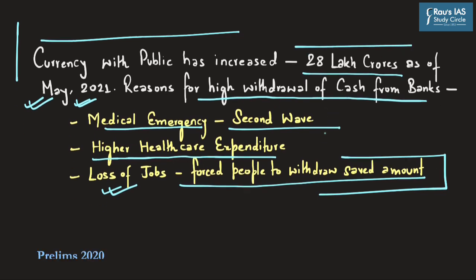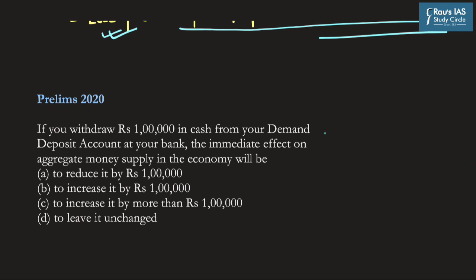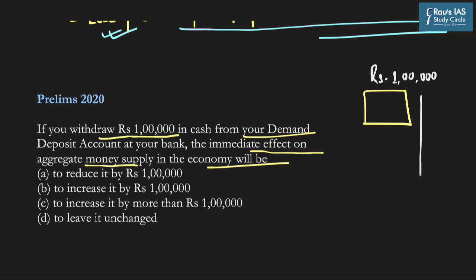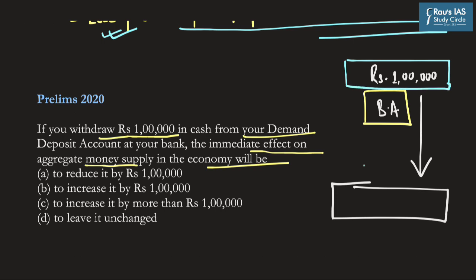Now based on this understanding, let's take up this particular question asked by UPSC in the prelims of 2020. The question was, if you withdraw rupees 1 lakh in cash from your demand deposit account at your bank, the immediate effect on aggregate money supply in the economy will be. That is, you withdrew rupees 1 lakh from your bank account. So the question is how this withdrawal of 1 lakh rupees will affect or impact the money supply in the economy. Now the point to be understood here is that the money which you have withdrawn will further be invested in the economy. So let's go through the options.